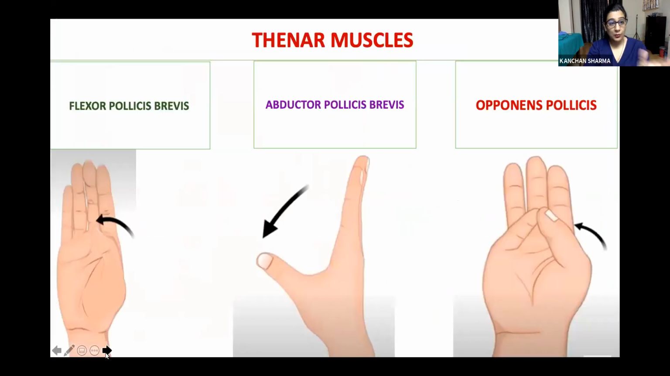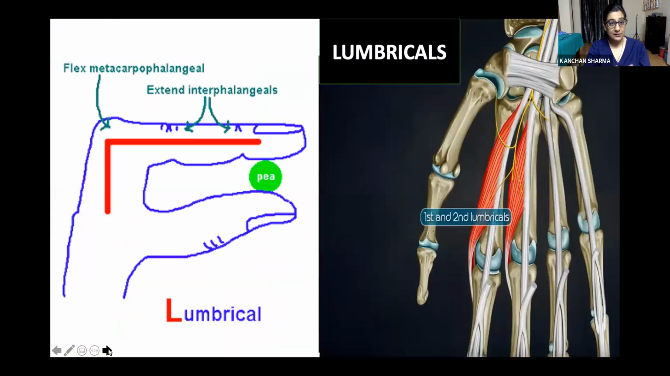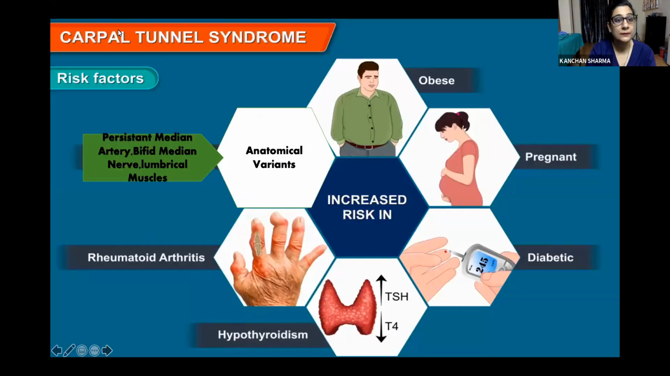Second thing, this recurrent motor branch, I have already told you. If you can remember the name of the muscles, that's fine. If you do not remember, you just remember that one is flexion, one is abduction, and then approximation of your thumb with your little finger. So these three muscles and two lumbricals. What is the function of the lumbricals? Do like this. So this is the function of the lumbricals. You have the flexion at your metacarpophalangeal joint and extension at your interphalangeal joint. So the median nerve supplies two lumbricals, first and second. If you remember these functions, more than sufficient.